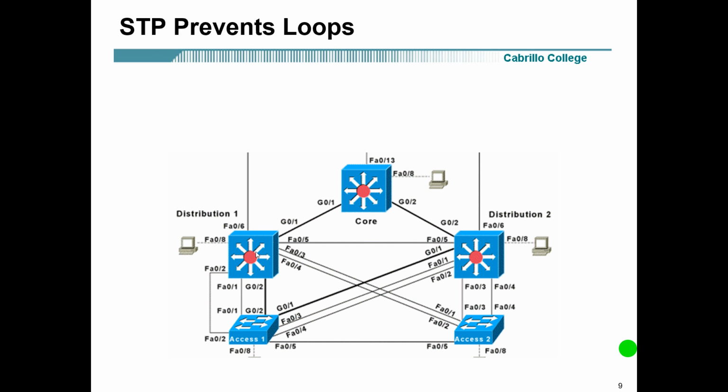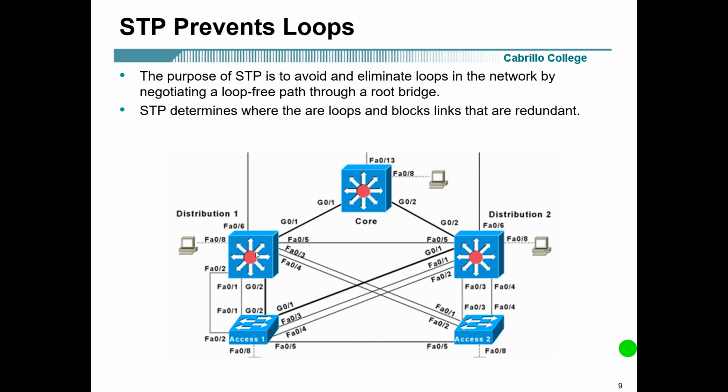So how do we prevent loops with STP? The purpose of STP is to avoid and eliminate those loops by negotiating loop-free paths to an elected root bridge. That root bridge is going to be the main switch for our dedicated traffic, or for our high-speed traffic. STP determines whether there are loops and blocks links that are redundant based on certain criteria.